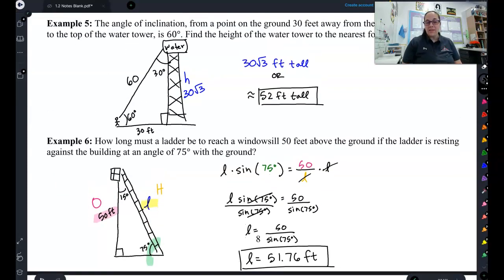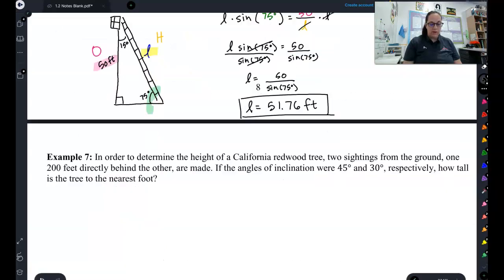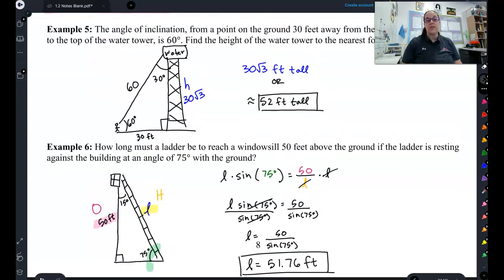So that is some application problems using the trig that we've learned so far. We have one more problem to do. It is a really awesome problem because it combines everything we've learned about so far this lesson. So we'll save that for the next video.